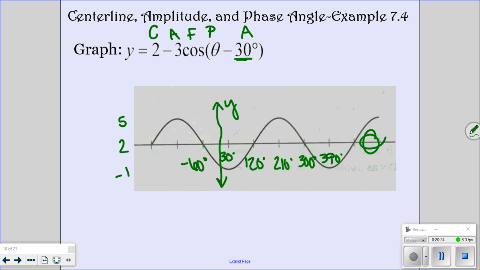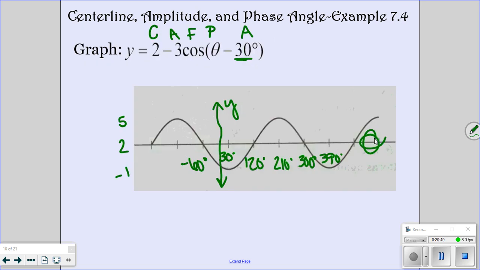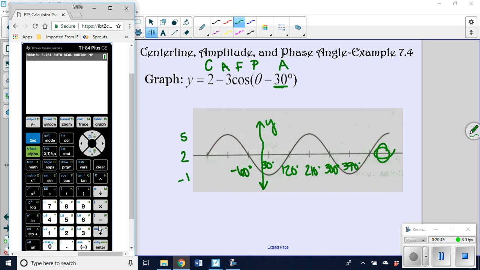So now we're going to use our graphing calculator to graph the equation that we just graphed in 7.4. And we want to make it show the same x and y values as what we just did in our graph. So I'm going to go back to that graph so that we can see it. So we want it to match up like that on our calculator. Alright, so go ahead and grab your calculator, and we're going to go to y equals, and we're going to type in the equation for this example.